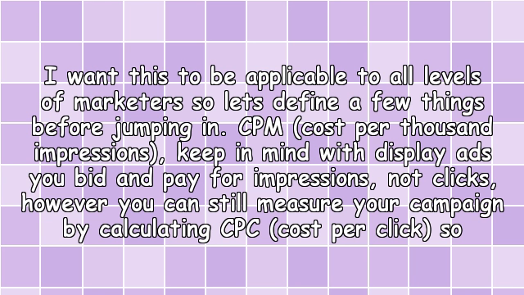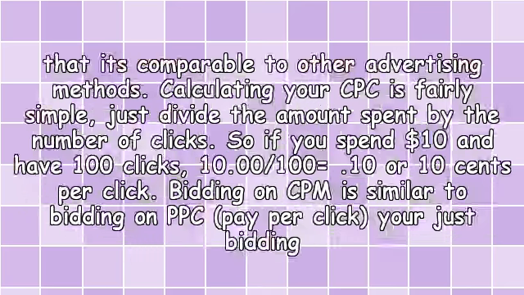CPM: cost per 1,000 impressions. Keep in mind with display ads you bid and pay for impressions, not clicks. However, you can still measure your campaign by calculating CPC, cost per click, so that it's comparable to other advertising methods. Calculating your CPC is fairly simple. Just divide the amount spent by the number of clicks. So if you spend $10.00 and have 100 clicks, $10.00 / 100 equals $0.10, or 10 cents per click.